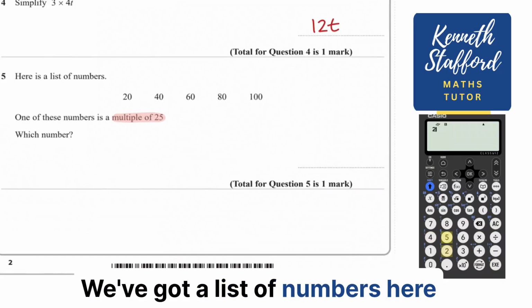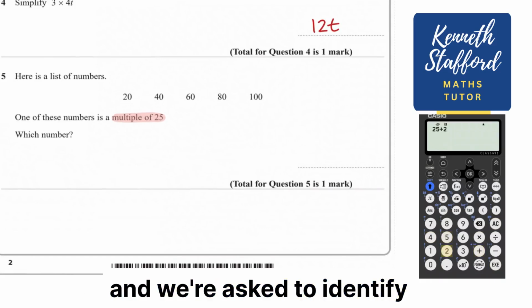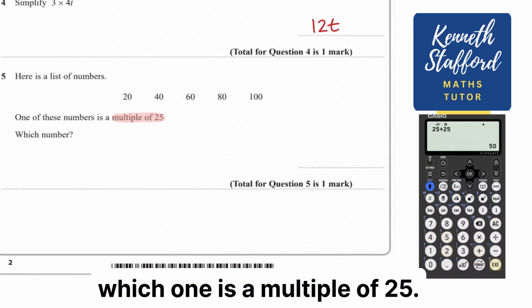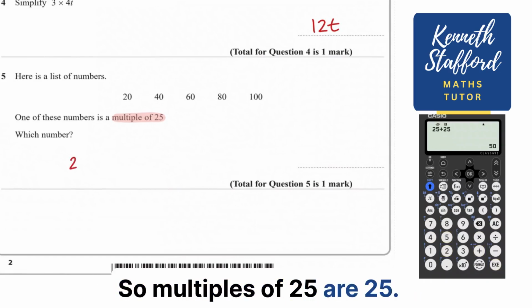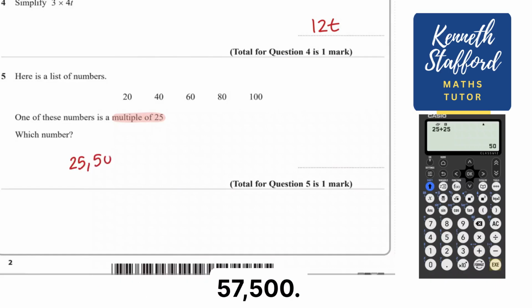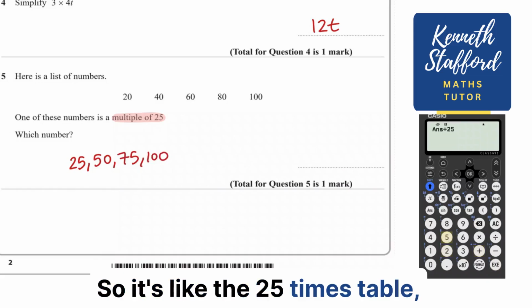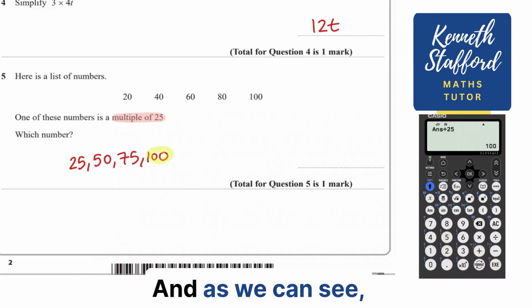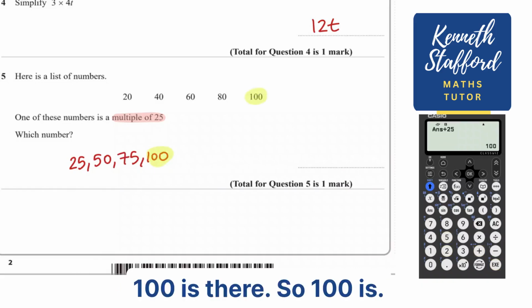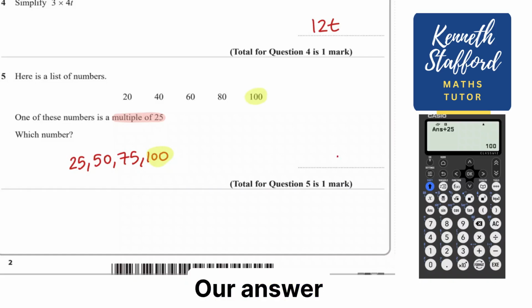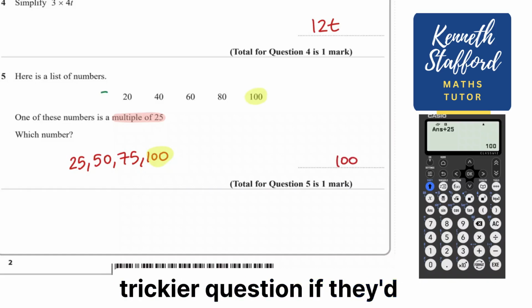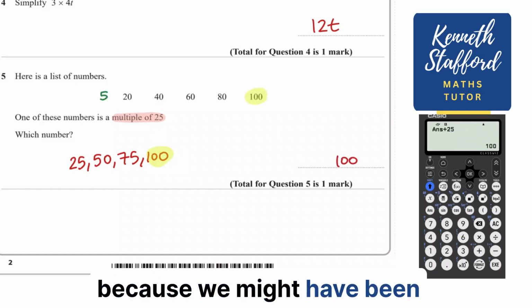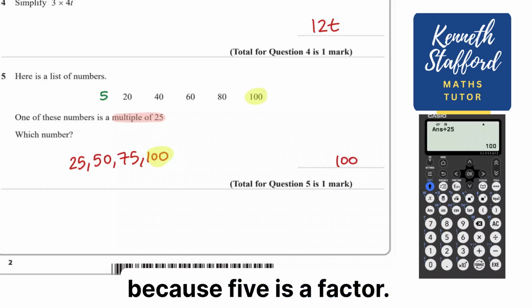Question 5, we've got a list of numbers here and we're asked to identify which one is a multiple of 25. So multiples of 25 are 25, 50, 75, 100. So it's like the 25 times table, not to be confused with factors. And as we can see, 100 is there. So 100 is our answer. It would have been actually a trickier question if they'd put 5 here, say, because we might have been tempted to pick that because 5 is a factor.